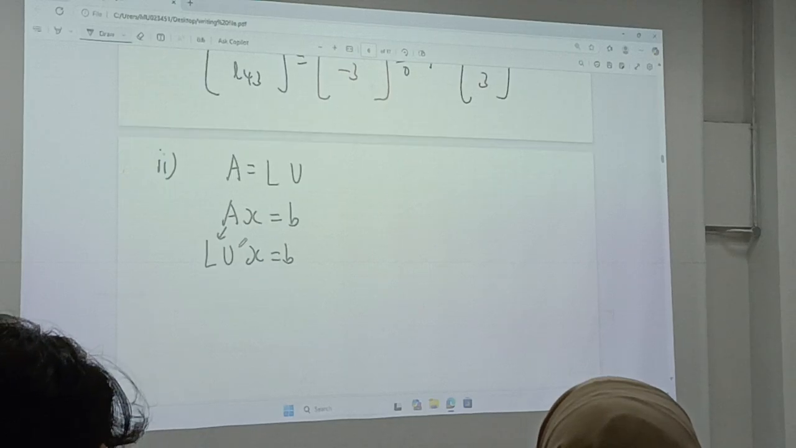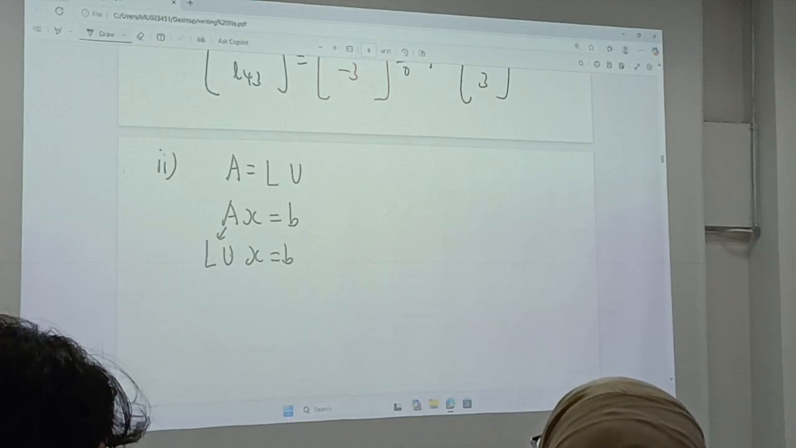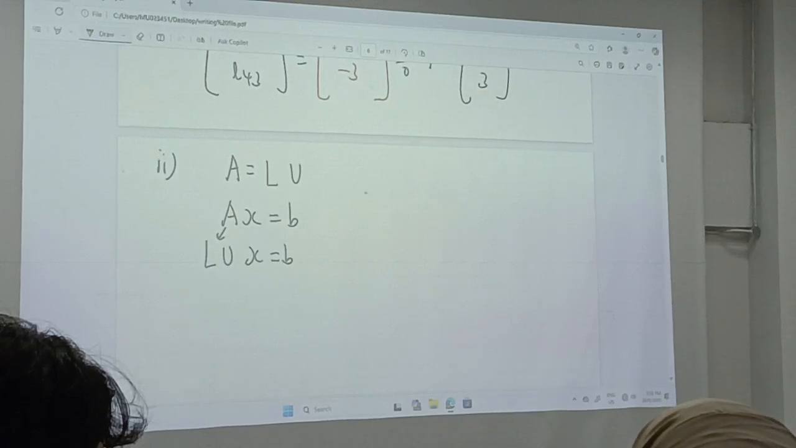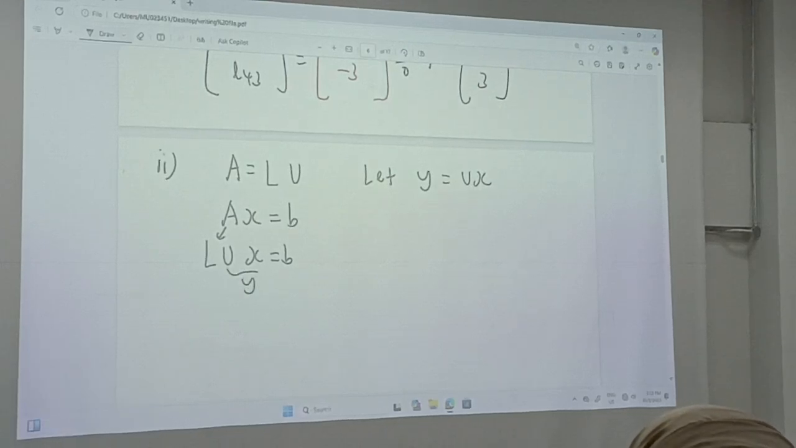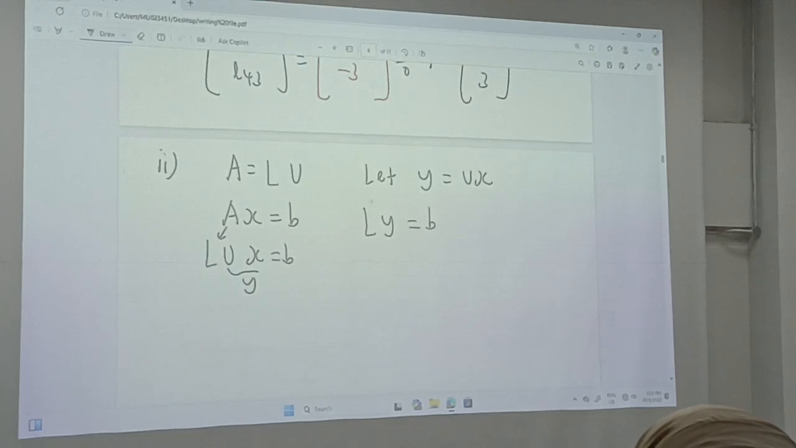It is very difficult to solve 3 matrices together. So we need to turn it into 2 matrices first, then only solve it. How to turn it into 2? We need to simplify it. So let y equal to U times X. As a result, this will be L times y equal to b. So then it is easier to solve. So L, just now we have found out.